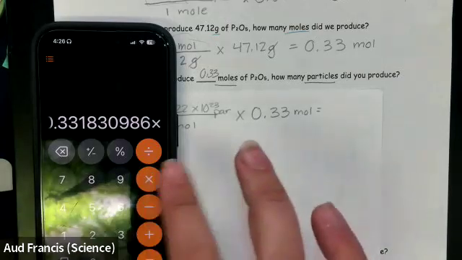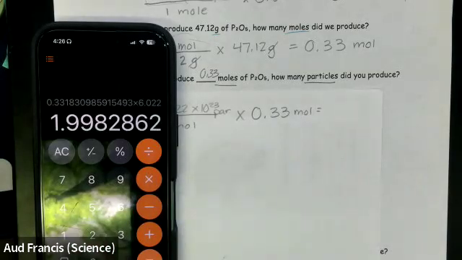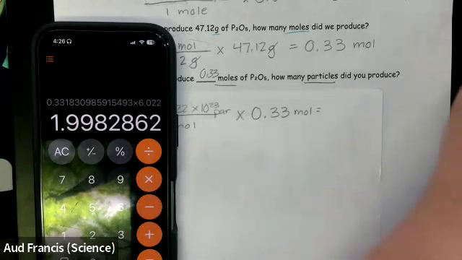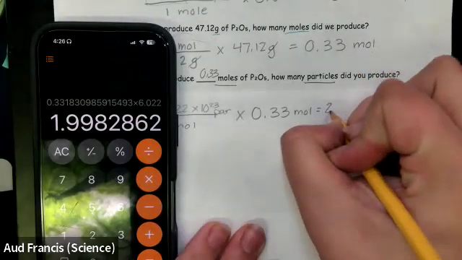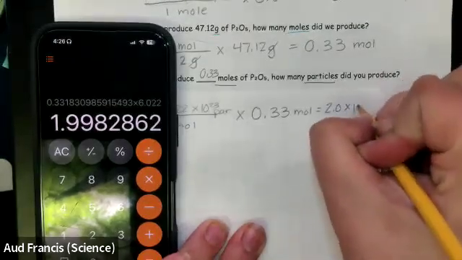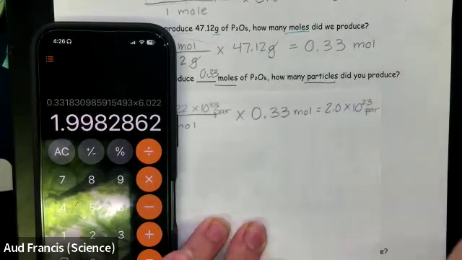So, I'm going to multiply that by my 6.022. And I get 1.998. Again, I am not interested in all of those decimals. I'm going to call that 2. Okay, so I have 2.0 times 10 to the 23rd power, and that is in particles.